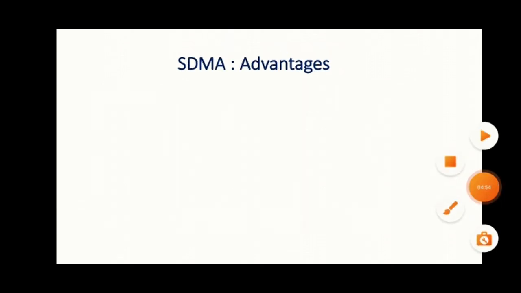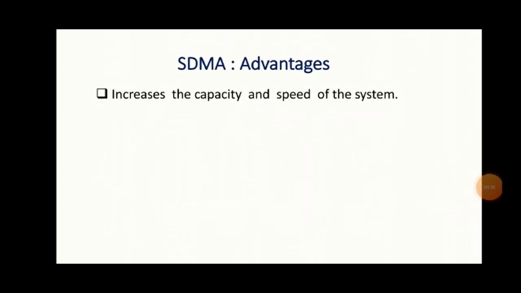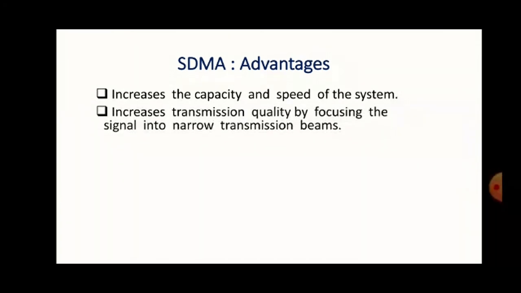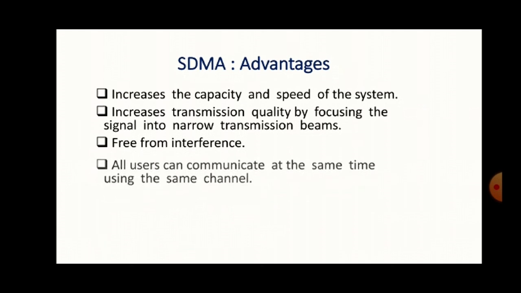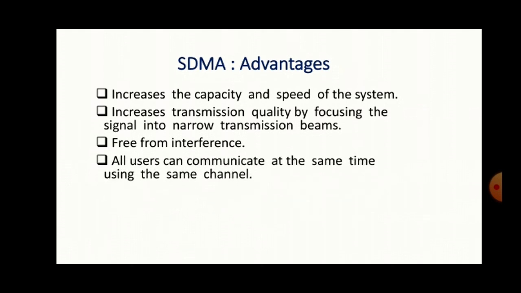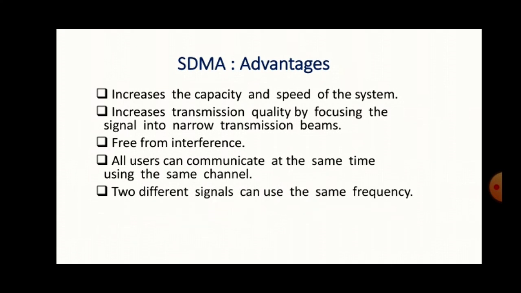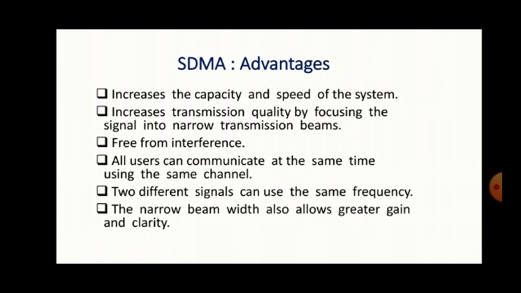The advantages of SDMA: it increases the capacity and speed of the system, and increases the transmission quality by focusing the signal in narrow transmission beams, free from interference. All users can communicate at the same time using the same channel. Two different signals can use the same frequency. The narrow beam and narrow beam width also allow greater gain and clarity. It minimizes the system cost.